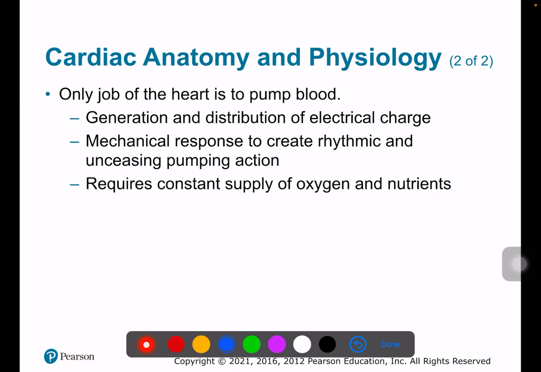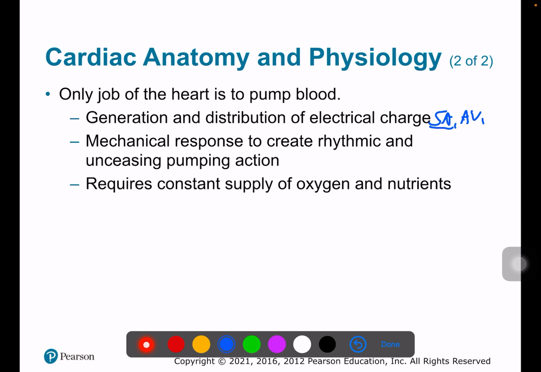Only job of the heart is to pump blood. That's all it does. It's a continuous muscle, generation and distribution of electrical charges. So the SA node, AV node, are the pacemakers of the heart. SA node is the main one that we need to know about. And then mechanical response to create rhythmic and unceasing pumping action. Your heart never stops. You live to be 100, your heart never stops beating, not one time, no breaks.